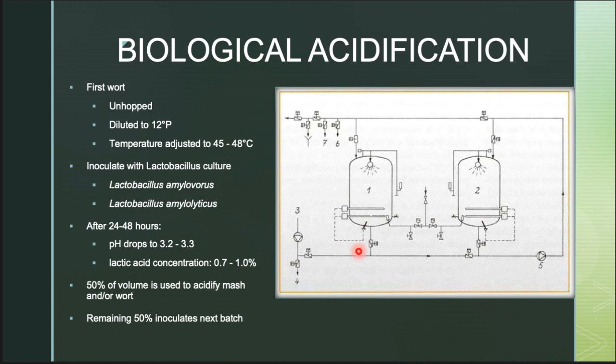This is a typical schematic PID for a biological acidification plant, where one is a propagator and two is the storage tank for the acid medium. Wort from the lauter tun going to the wort kettle is tapped in and brought to the propagation tank, where it is diluted to 12 degree Plato. After 24 to 48 hours, after the formation of lactic acid, part of it is stored in a storage tank and the remaining part of it is used to continue another inoculum.